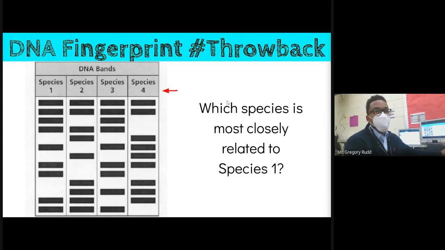Okay, so here's what it looks like. And we've done this before with DNA fingerprinting, so this is a throwback question. We want to know which species is most closely related to species one. We're literally going to count them.